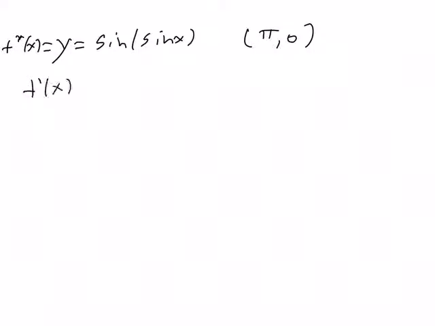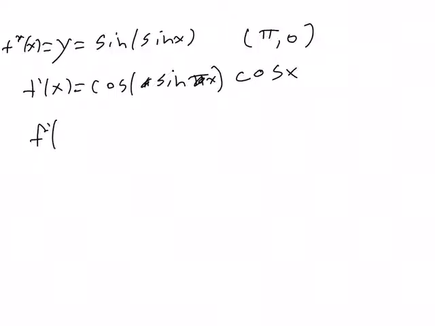And now, problem 53, we have y is equal to sine of sine x, at the point pi comma 0. So let's just write this in terms of f of x. So f prime of x is equal to cosine sine of x times cosine of x.